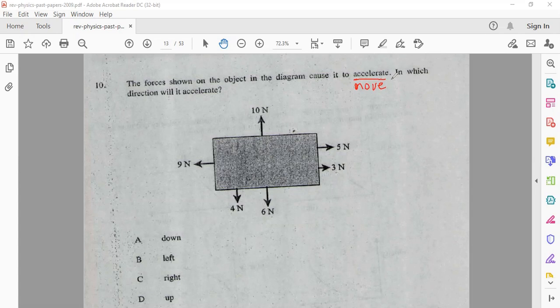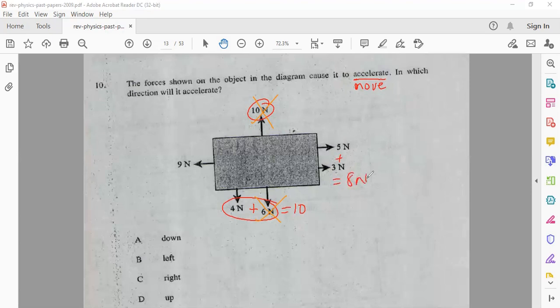Okay, so very quickly, if we look at the vertical forces, we have 10 up and 4 plus 6 down, which is equal to 10. So those two will cancel each other out. So we have no motion in the vertical direction. Let's check out the horizontal forces. We have 9 newtons to the left, and we have 5.5 plus 3, which is 8 newtons to the right.